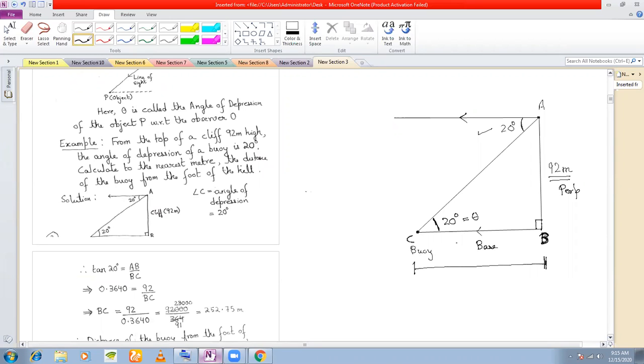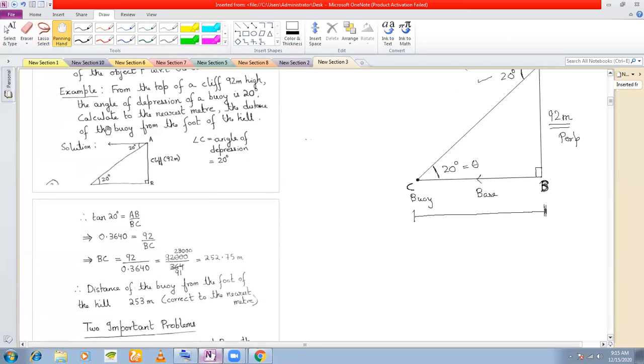So which trigonometric function relates perpendicular and base? Again, tan is the one that relates perpendicular and base. So we use tan. So we have tan 20 degrees is equal to perpendicular by base. Let's write tan theta to start with. That means tan 20. Perpendicular here is AB and base here is BC. So tan 20.